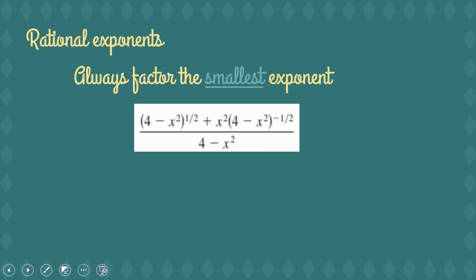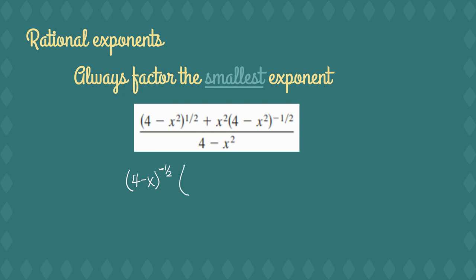Let's try another one. So looking here, I'm going to ignore the denominator for a minute, okay? And I'm going to look just at the numerator. I want to factor out the smaller exponent. So which is smaller, positive 1/2 or negative 1/2? The answer is negative 1/2.